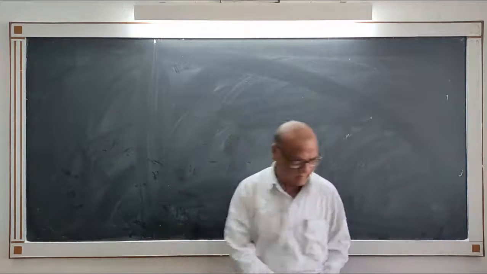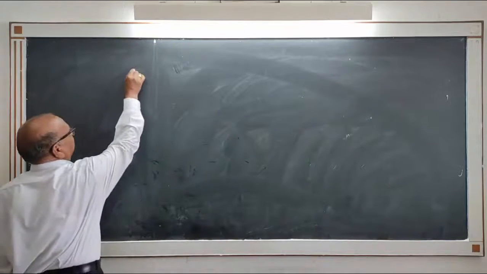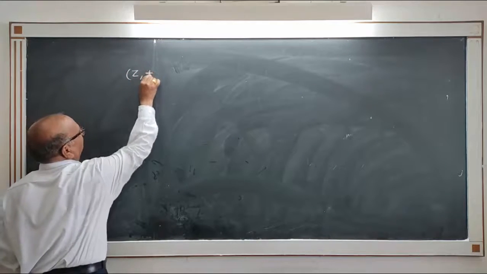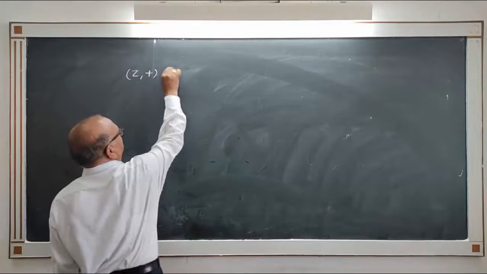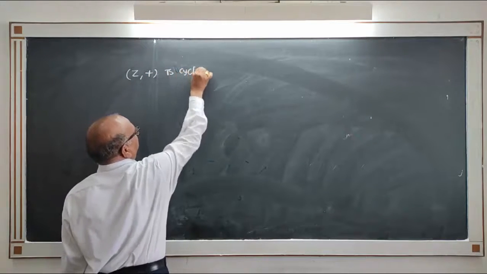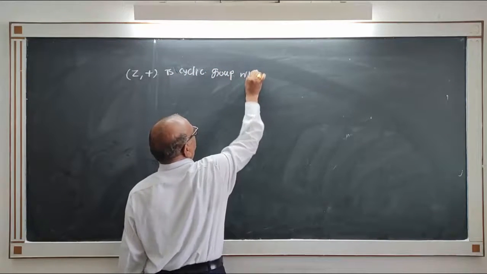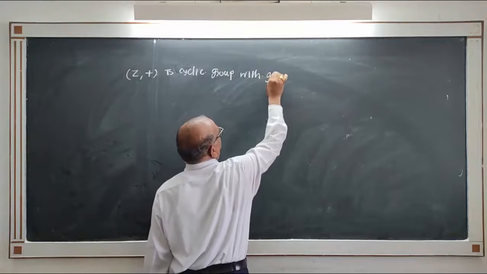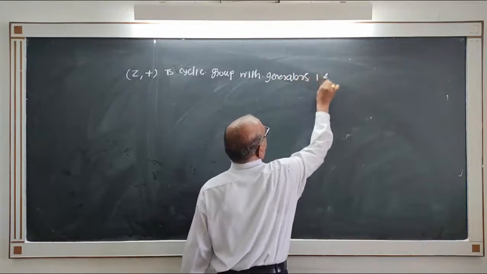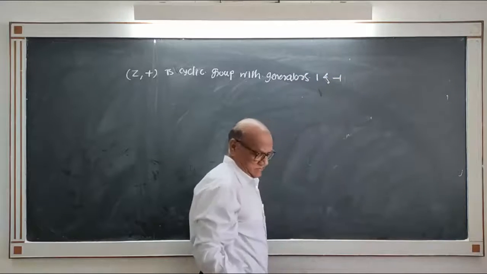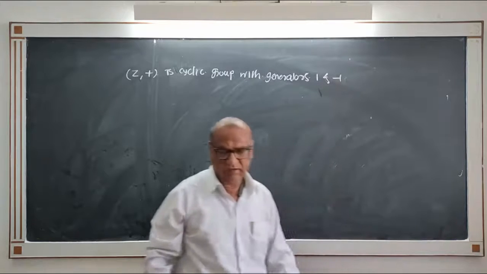Here, Z with addition is a cyclic group with generators 1 and minus 1.